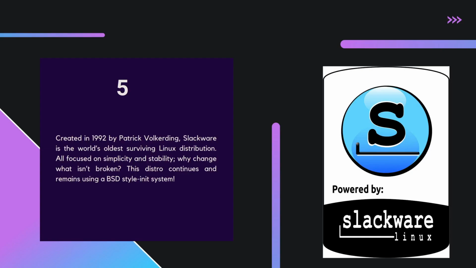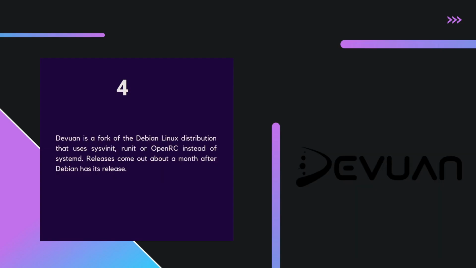And of course, Slackware focused on simplicity and more than anything, stability, and basically why change what is broken. Generally, they seem to be released about a month or so after Debian has its big releases. And yeah, an option to use if you like the Debian ecosystem, but you don't want to use SystemD. This is definitely something to use.